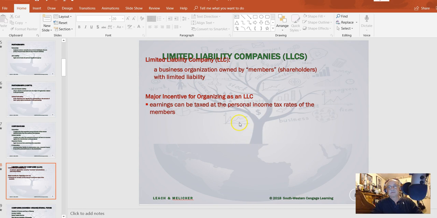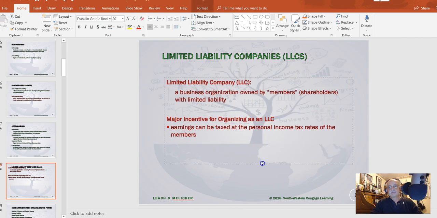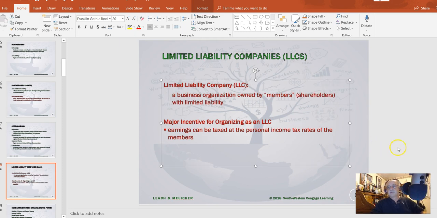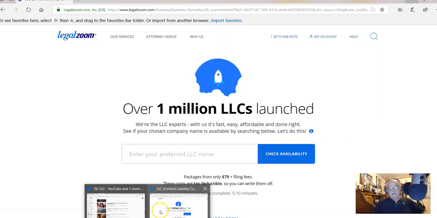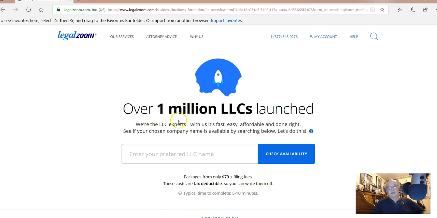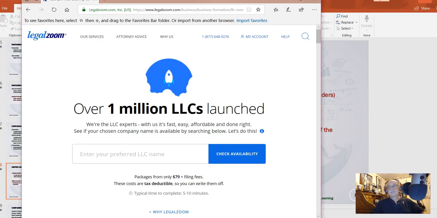I'm going to get this moved back over here. Yeah, so that's that. All right. So anyway, it's important to know, as I said, about limited liability corporations, and again, you should be aware of LegalZoom.com, right? And here it is again. Here's LegalZoom.com, and you can enter your preferred LLC name, and they'll check for availability, and you get started right away.